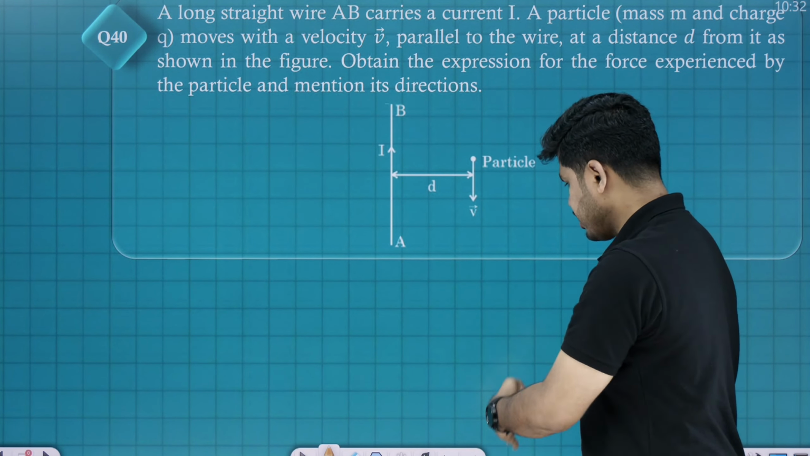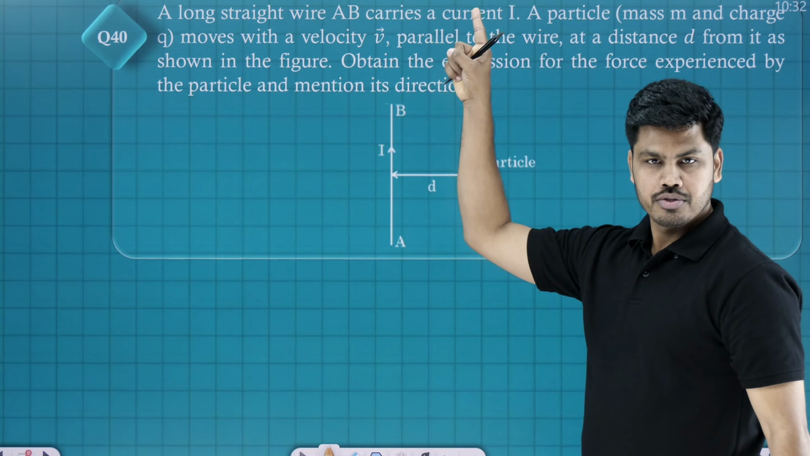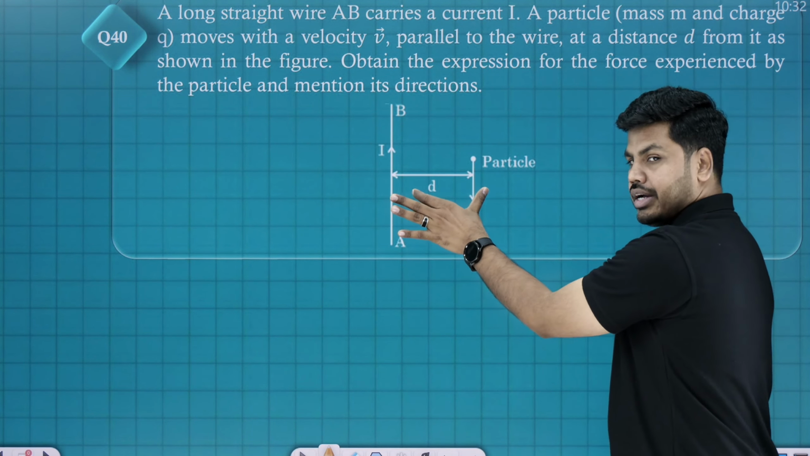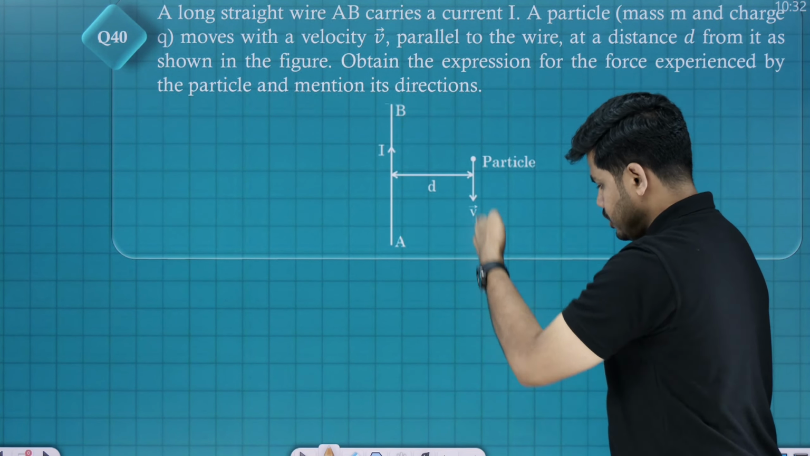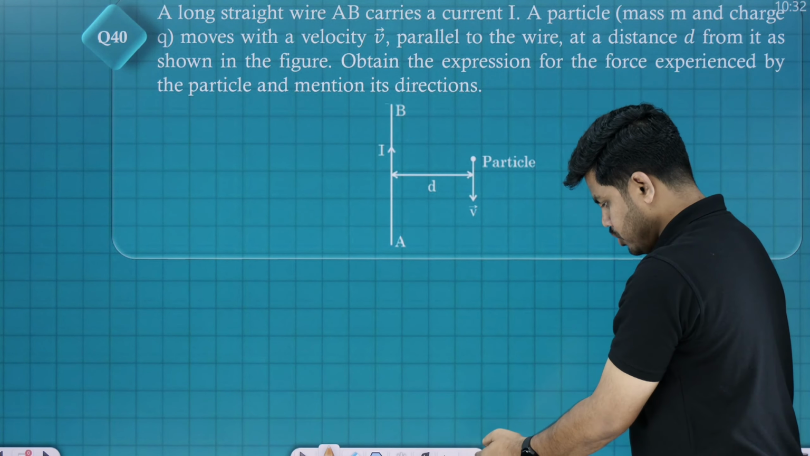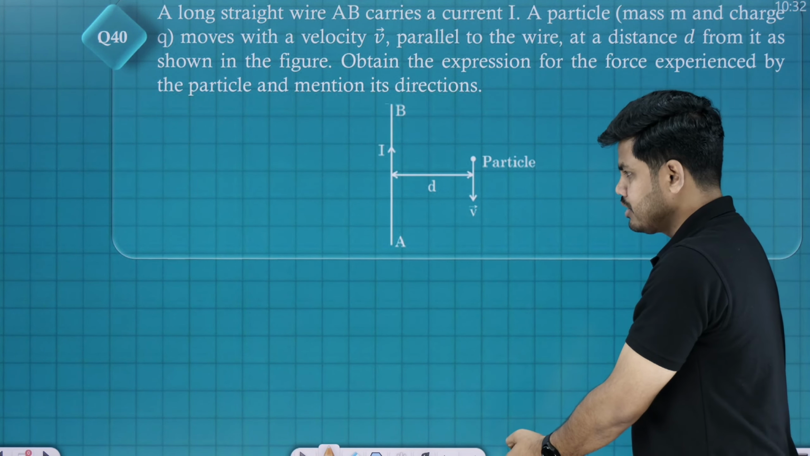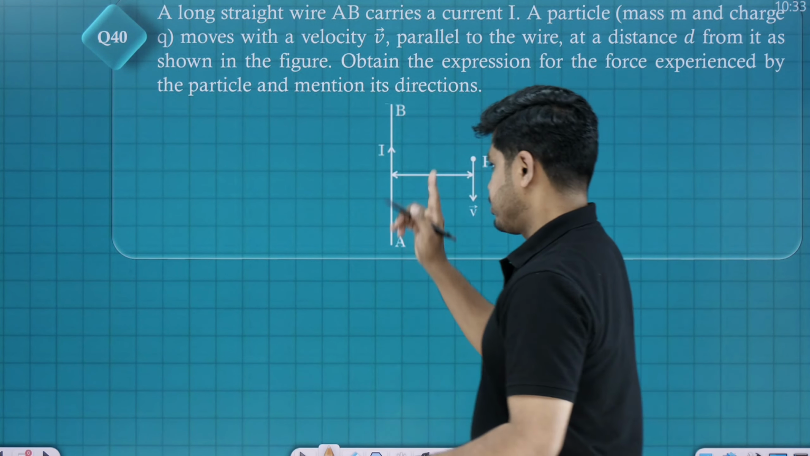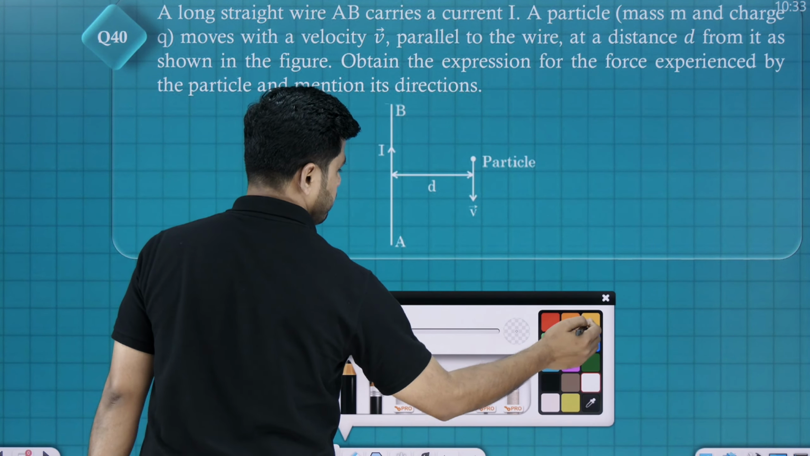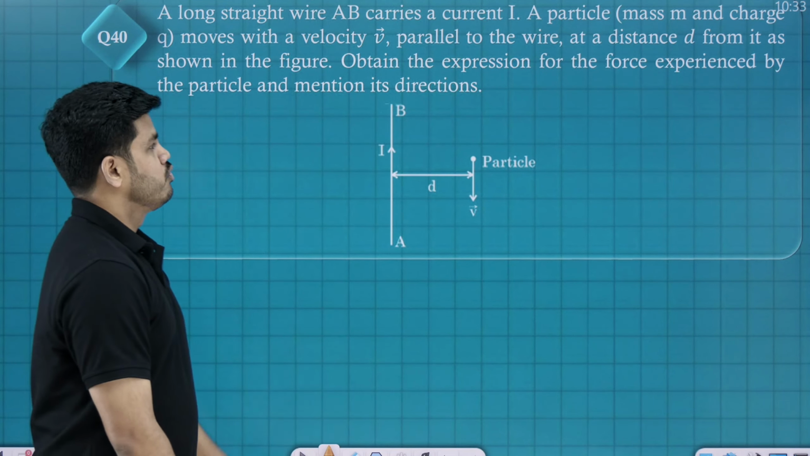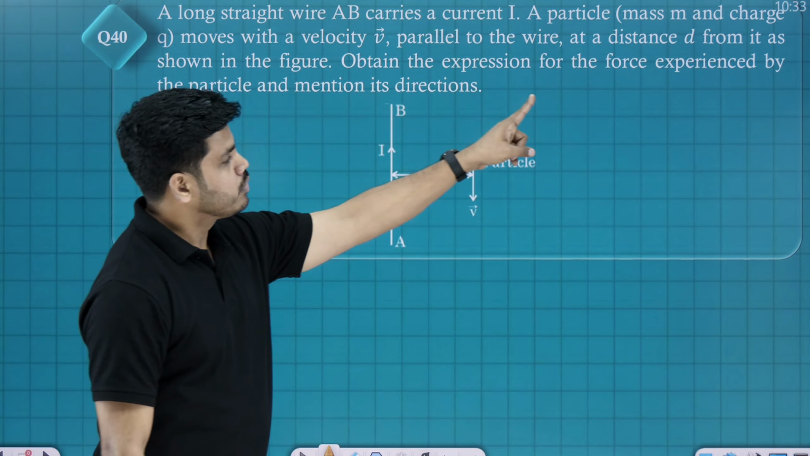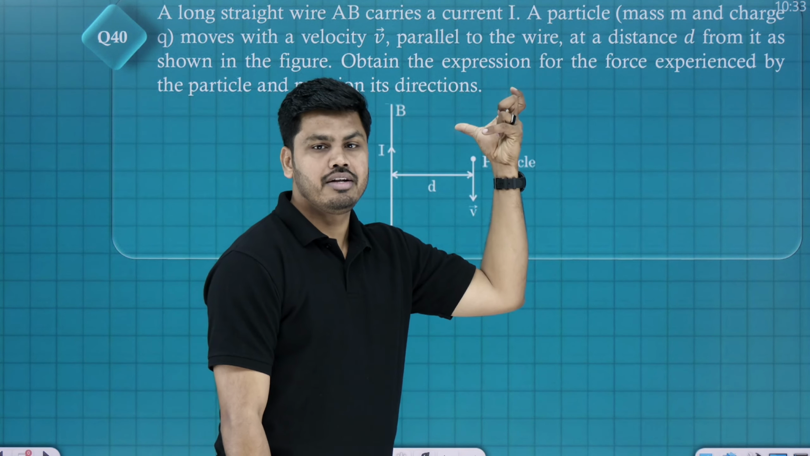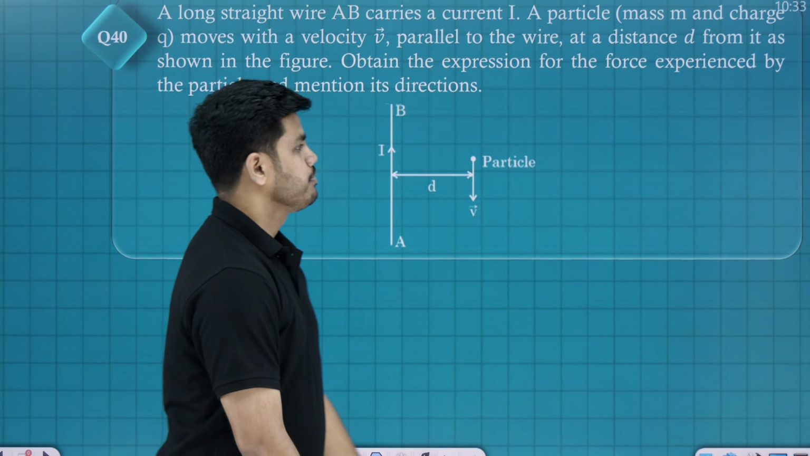This is the way it is going, and the current is going to the top of the screen. So there is a straight wire and a point at a distance d, and a particle is going in this way, to the bottom of the screen. Just understand the directions because we have to do that in detail later, because the question is not only about magnitude but also about direction. Find the force experienced by the particle, the expression for the magnitude of the force, and its direction.